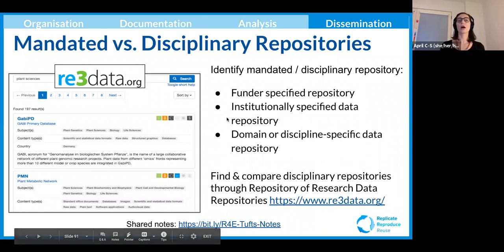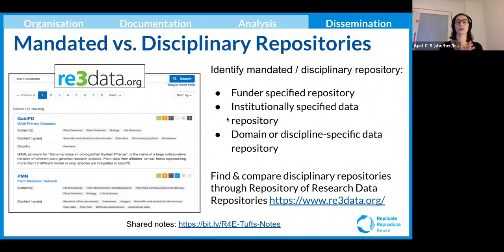So if you are trying to pick a repository for the first time, the first thing to think through is, am I required to post it somewhere? That's a mandated repository. That can be from the funder or the institution. The second thing to think about is, where are the people in my discipline looking for data and code? That's a discipline-specific repository, and that is a good choice because that means metadata will relate to the type of data you're probably collecting, and also your colleagues will be looking for the data there.